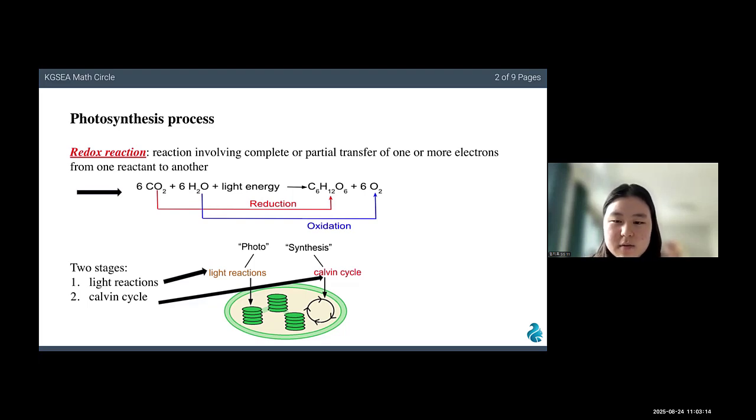The entire process of photosynthesis can be divided into 2 main stages. The light reactions, where sunlight is captured and turned into energy molecules, and the Calvin cycle, where that stored energy is used to make sugar from carbon dioxide.